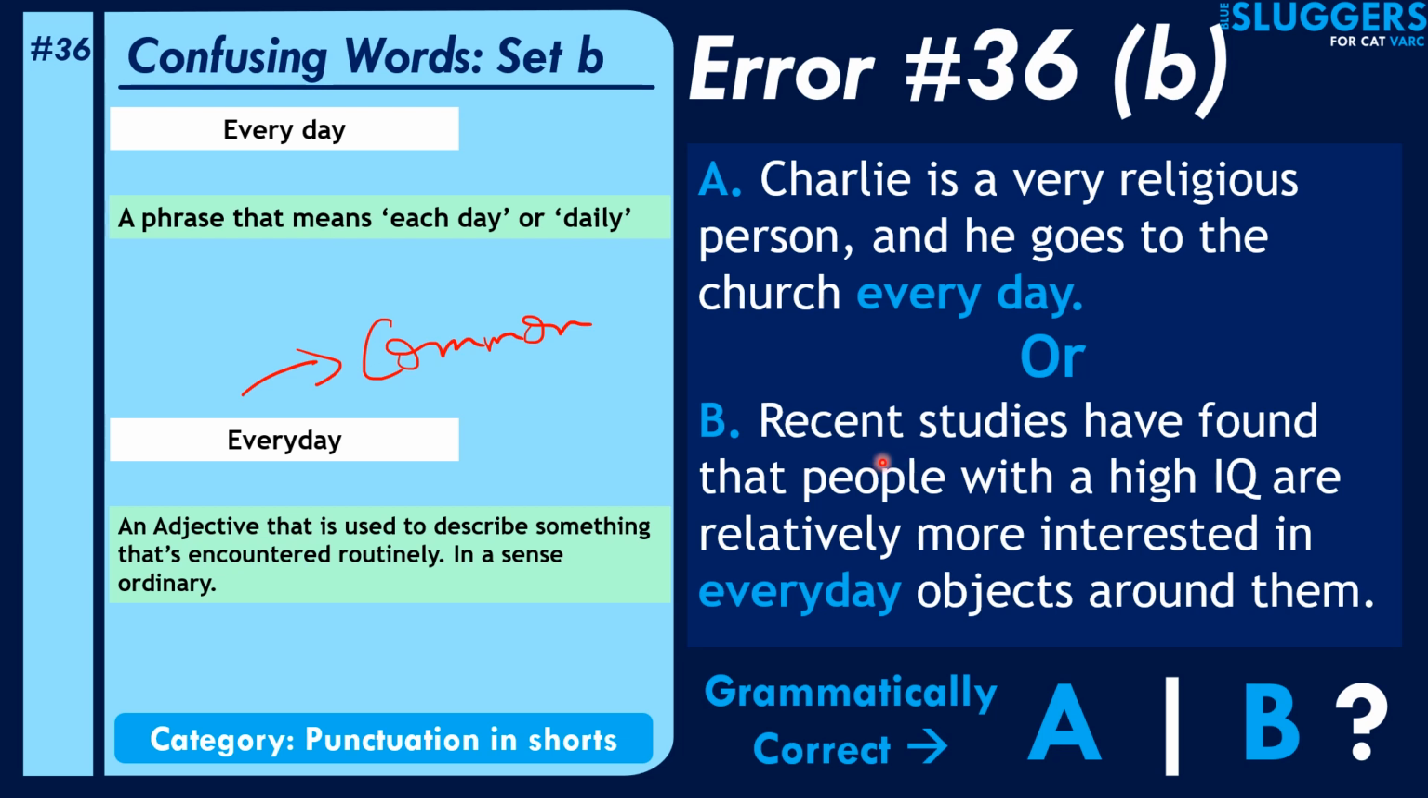So the second one says recent studies have found that people with a high IQ are relatively more interested in everyday objects around them. Yes, by the way, that's also true. This is a fact. Maybe I will talk about this in a podcast someday. But anyhow, grammatically also this is correct, because here we're not referring to your daily object. You're talking about common objects. So yes, this is grammatically correct. This is also correct.